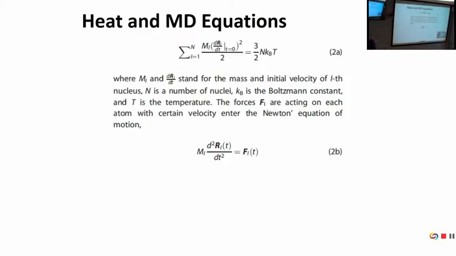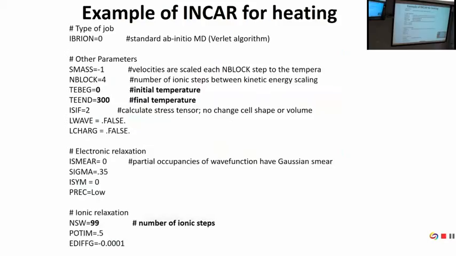This is just the in-card for the heating. The important ones are the temperature that you begin at and the temperature that you end at. This relates to how your material would react in real-life situations. If you put the final temperature up to about 5,000, your material will probably combust, and if you look at the molecular dynamics, you just see everything blow up. So it's important to control the temperature.